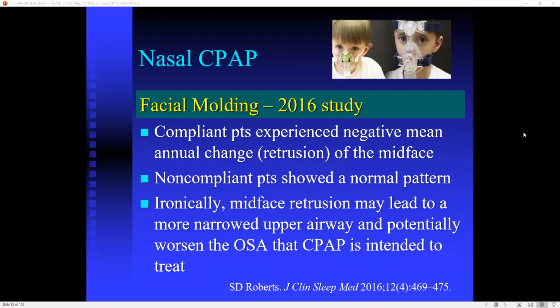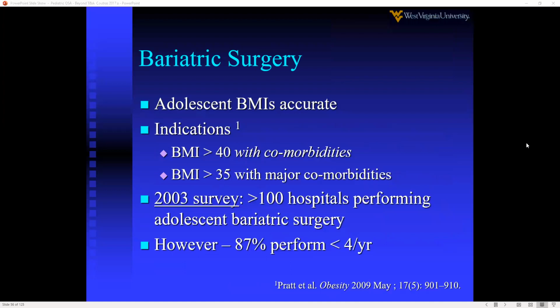So they had mean annual change or retrusion of the midface, and the control group showed that they had normal growth. So just to quote this study, ironically, midface retrusion may lead to more narrowed upper airway and potentially worsen obstructive sleep apnea that the CPAP's intended to correct. So what about bariatric surgery?